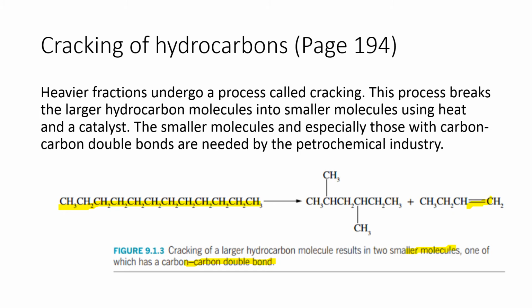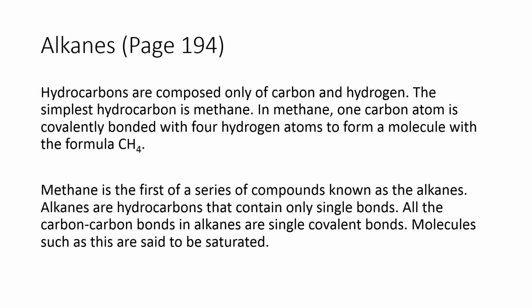Move on to the next slide. So alkanes: these hydrocarbons are composed only of carbon and hydrogen. As mentioned before, when we are talking about hydrocarbons, they only consist of carbon and hydrogen. The simplest hydrocarbon is methane. We talked about methane when we were discussing covalent molecules. Still remember the formula of methane is CH4, which means one carbon is bonded to 4 hydrogen atoms.